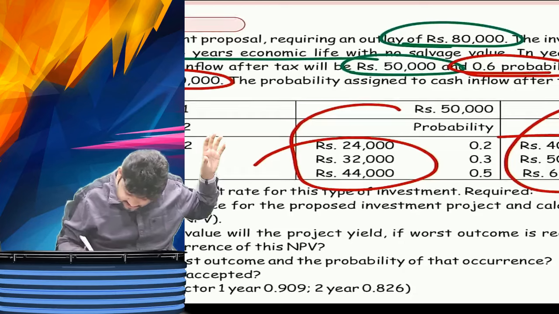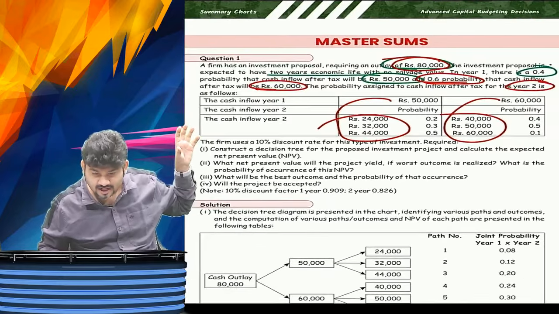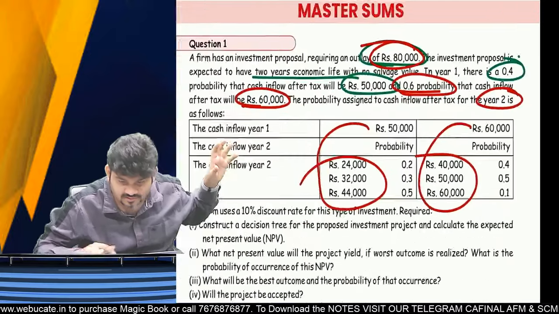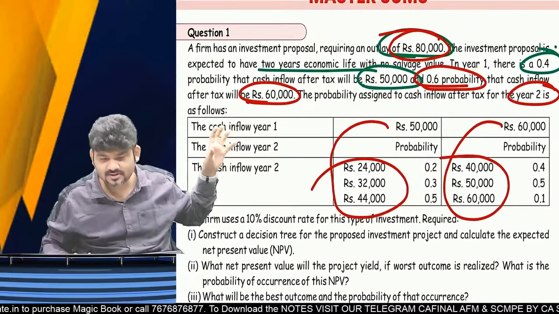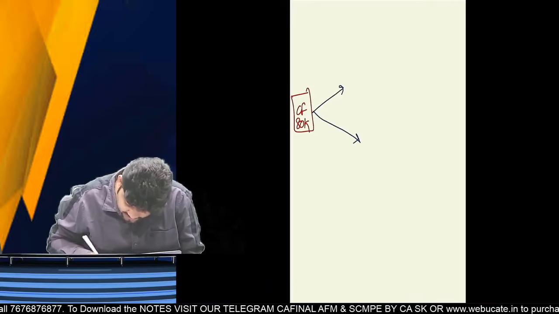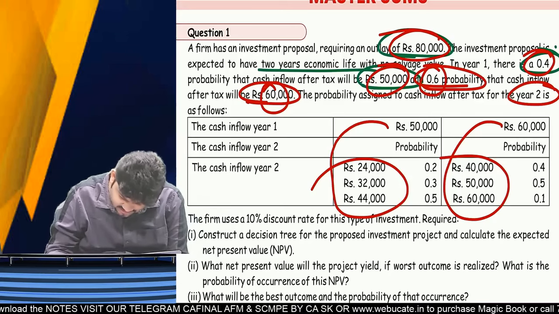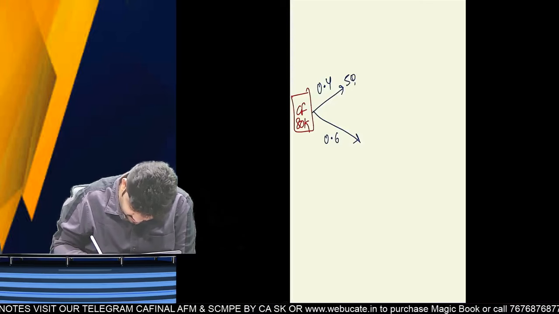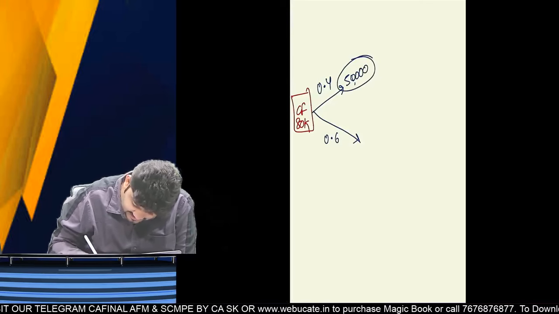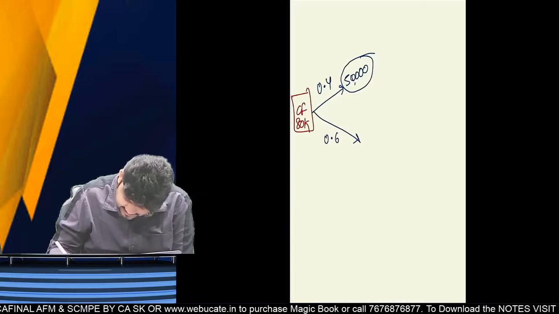So, we will start first with the cash outflow of 80,000, which is given in the question. Then, chances are 40% chance, 50,000, 60% chance, 60,000. So, we will start. 40% chance, 50,000. 60% chance, 60,000.